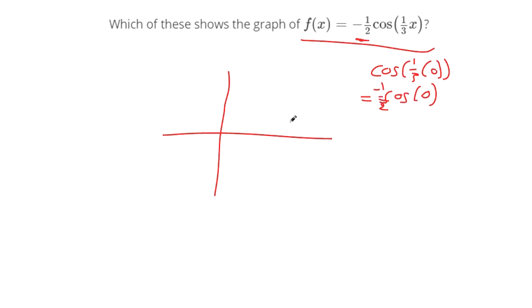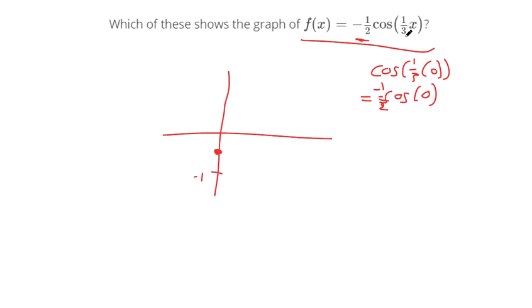So 1 times -1/2 makes -1/2. So this graph starts at (0, -1/2). And that's because of this negative sign. Cosine of x, when you don't mess with it at all, usually starts at the peak, and then it does its normal trigonometric function type thing. Because it's a -1/2, it starts at the bottom instead of at the top.